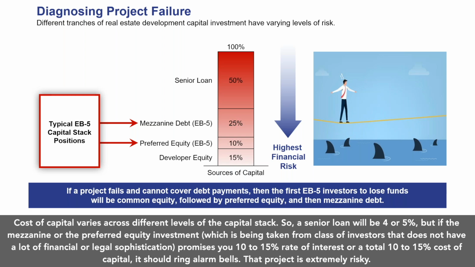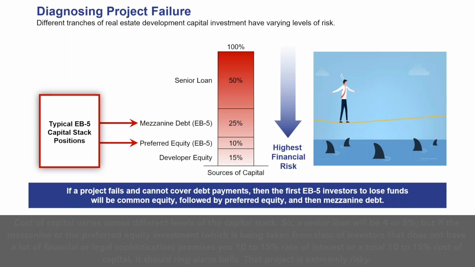And cost of capital varies across different levels of the capital stack. So a senior loan will be 4 or 5%. Okay. But if the mezzanine or the preferred equity investment, which is being taken from a class of investors that does not have a lot of financial or legal sophistication, promises you 10 to 15% rate of interest, or a total 10 to 15% cost of capital, it should ring alarm bells, because that project is extremely risky.